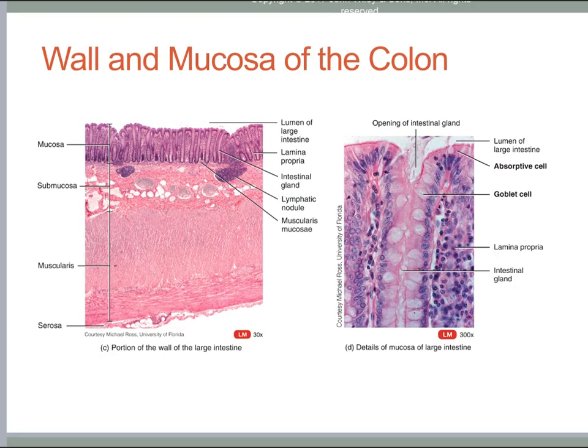When we look at the histology of these structures, we see again the opening to the intestinal gland. We see our absorptive cell with our microvilli on top. We have a ton of goblet cells. Okay, we're making a ton of mucus here. And again, our intestinal glands are also allowing for mucus production to occur, while also allowing new cells to be regenerated here, because a lot of these cells are abraded with the passing of the feces.